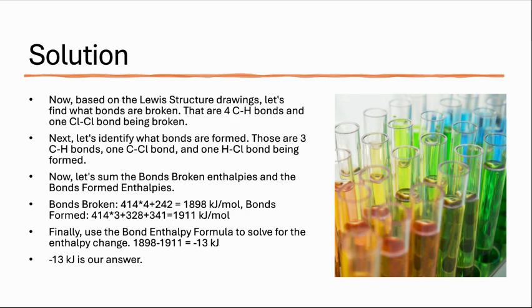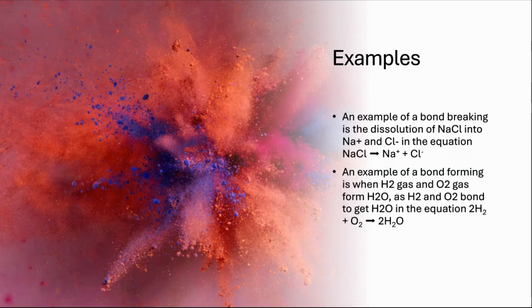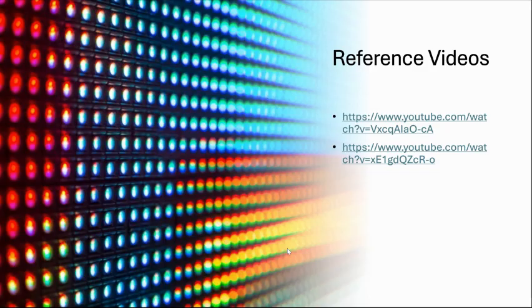There are also some real world applications to this. In fuel combustion, we use bond enthalpies to estimate how much energy is released when burning fuels like gasoline, and in food metabolism, when our bodies break down and form chemical bonds to release energy. An example of a bond breaking is the dissolution of NaCl, and an example of a bond forming is when H2 gas and O2 gas form H2O. And here are some reference videos.